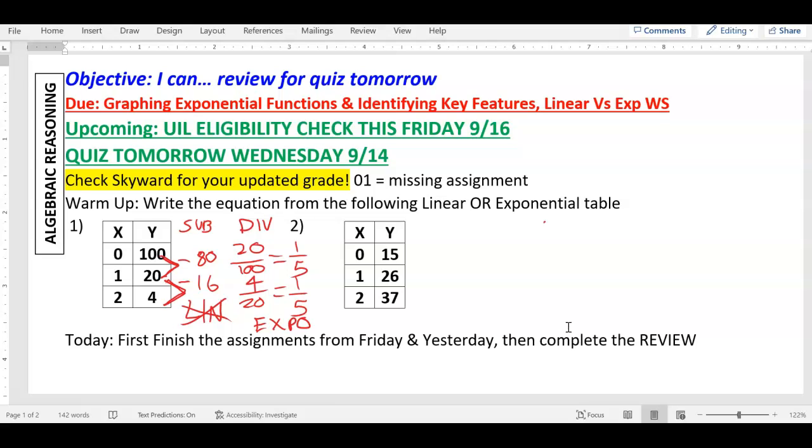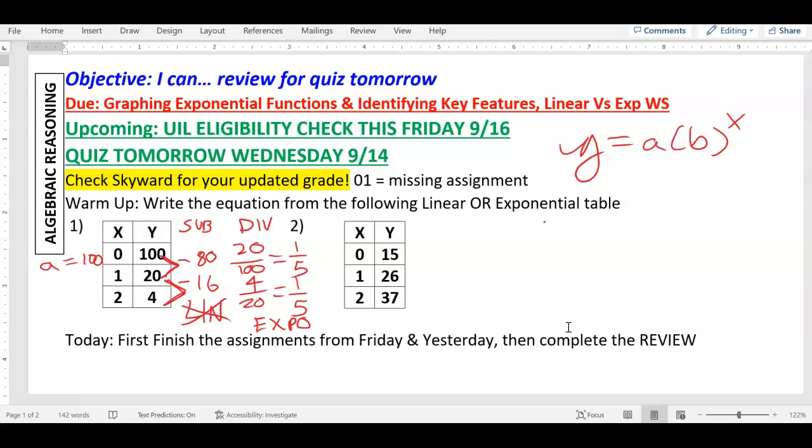Okay, I don't have a lot of room here. But do you remember how to write the equation? The equation for exponential is a times b to the x. Now a is where you start. It's the y-intercept. So what is a? When x is 0, what is y? 100. So a equals 100.